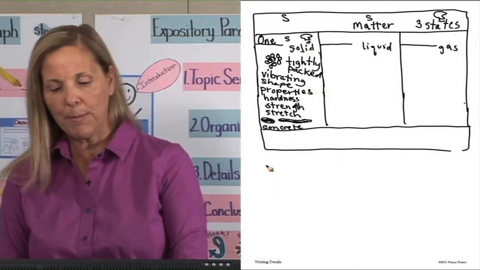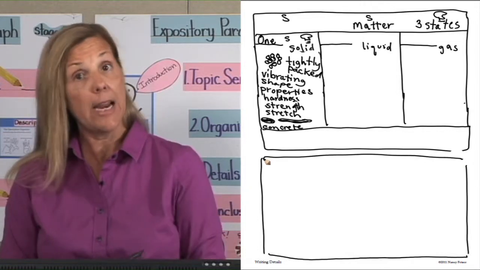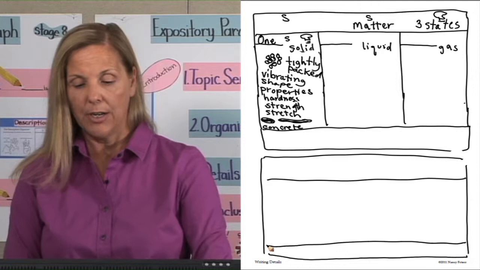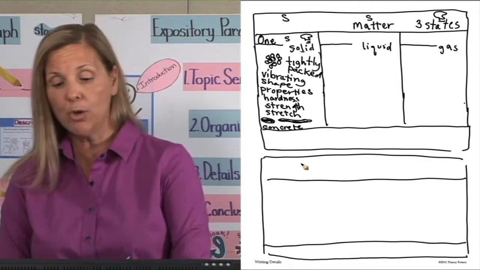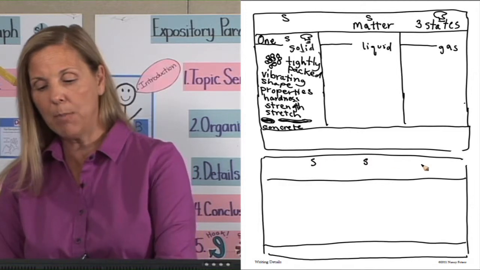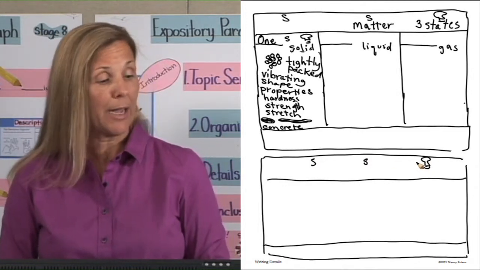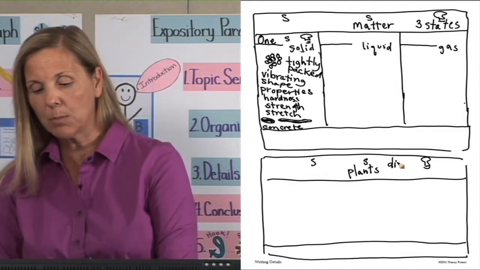Go back to your blank sheet of paper. Let's try one more paragraph just so that you can get a hang of how to put these details together. You have your organizer, introduction, body, conclusion. We have our S light bulb. And this time, let's say that our paragraph is about plants. And what's the big idea about plants? Plants disperse their seeds. So we'll have disperse, and there's a seed.